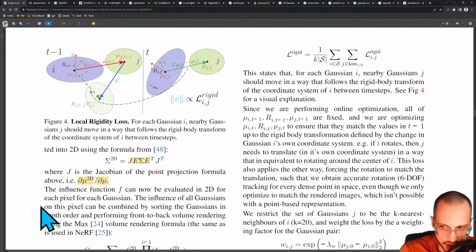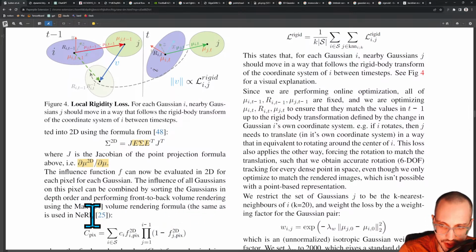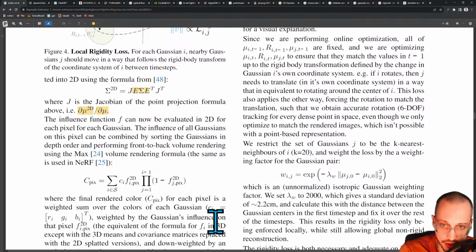The influence of all Gaussians on this pixel can be combined by sorting the Gaussians in depth order and performing front-to-back volume rendering using the max volume rendering formula, the same as used in NeRF. So this is the sorting that they talked about in the first paper that we read. The final rendered color, which is actually what's going in each pixel, a single RGB value, is a weighted sum over the colors of each Gaussian.